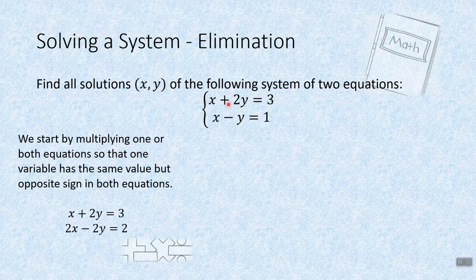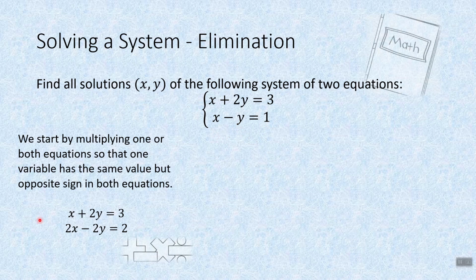Okay, so in order to eliminate, we're going to end up adding these equations. And when we add these equations together, we want one of these variables to be eliminated. So I want opposite signs so that when I add them, they'll cancel out, but they have to have the same value. Now, since the y already has a plus 2y and a minus y, they already have opposite signs. I chose to multiply my second equation by 2. So I have 2 times x, 2 times minus y, and 2 times 1.